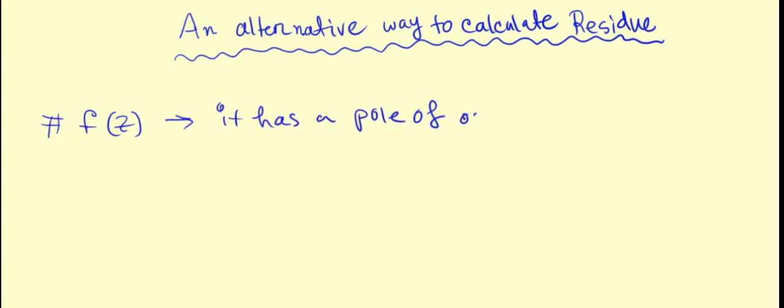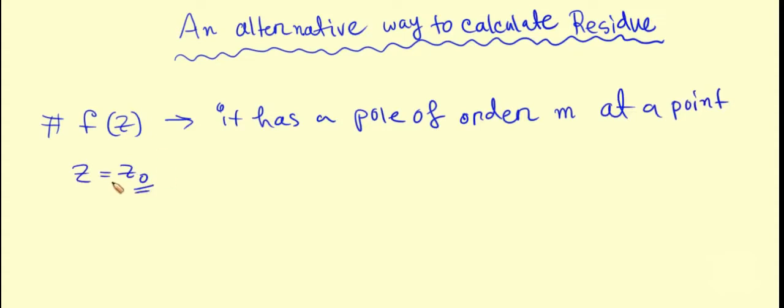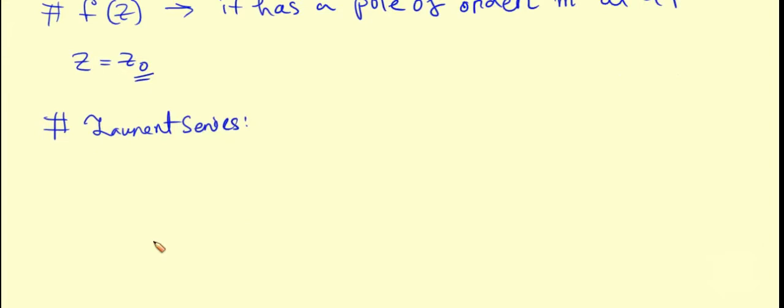So this is the function that we are considering, and we are saying that it has a pole of order m at a point in the complex plane, denoted by z equals z0. That means this is the point where it has a pole of order m. So the Laurent series about this point has the following form. The Laurent series for this f of z will look something like this around z0.